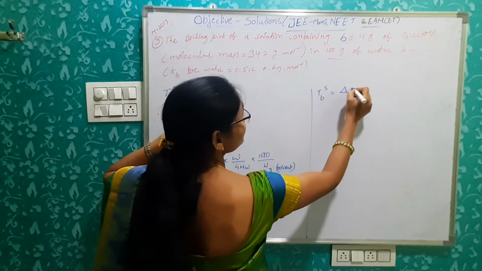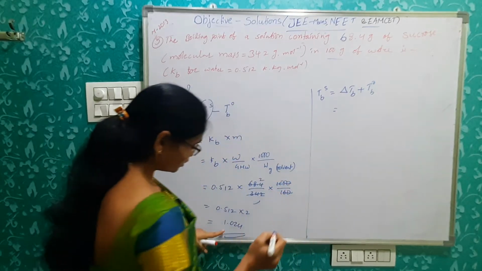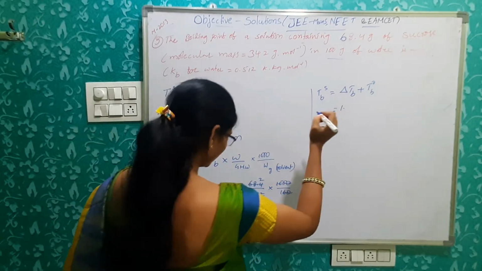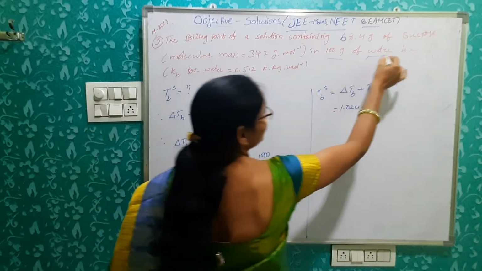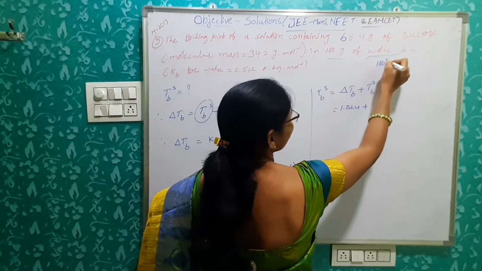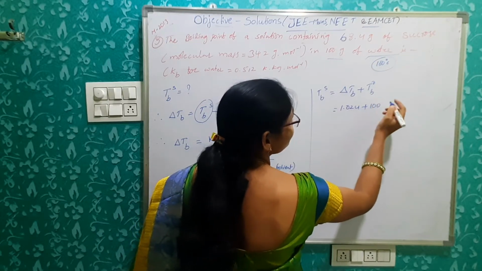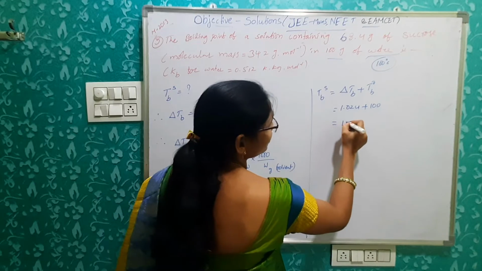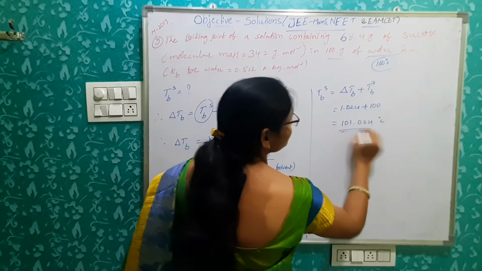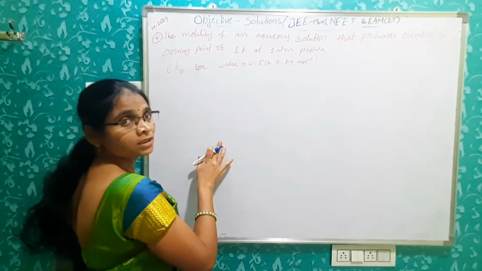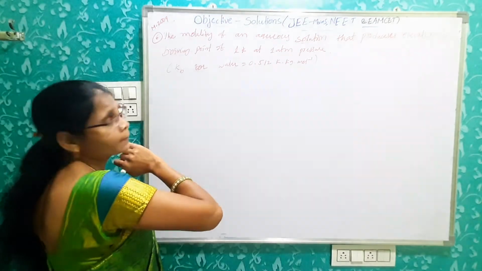TBS is equal to delta Tb plus T naught B. Delta Tb is calculated as 1.024 plus water boiling point, always 100 degrees Celsius. Okay, so 100. How much? 101.024 degrees Celsius. Clear? Next, sixth one. This is also previous, Medicine 2009.